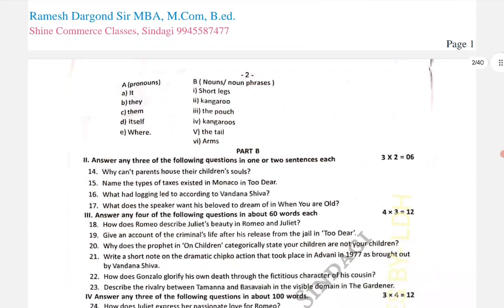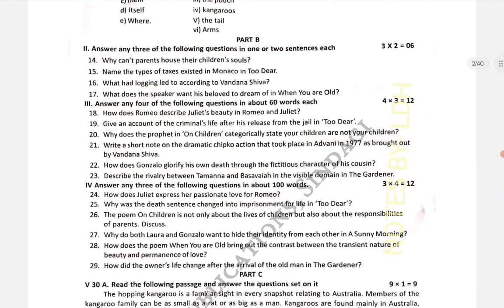Keep solving these questions. Next, in part B, you can see question number 2, Roman numeral 2. In this you have to answer only 3 questions in 1 or 2 sentences. So this is the change pattern. I think you already know about this. You have to answer here only in one liner or two sentences, or a phrase also, not a problem. So you will have to answer 3 questions. Each will have 2 marks, and then it comes to 6 marks total.